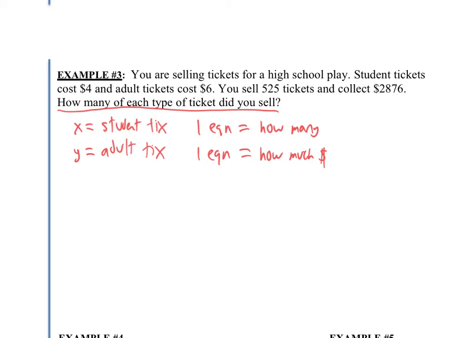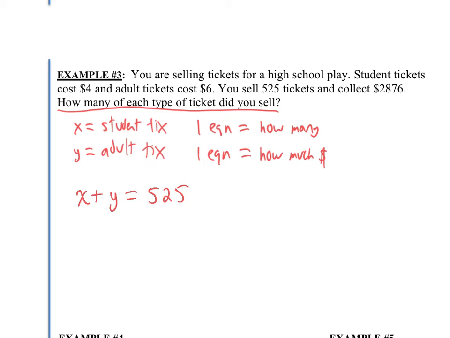Okay, so let's figure out a couple equations here. So we sold how many tickets in total? We sold 525 tickets. So if X equals the number of student tickets and Y equals the number of adult tickets, and you sold 525 tickets total, what operation does total mean? Well, total means you're adding them together, right? So our first equation, which is pretty easy, is going to be X plus Y equals 525.